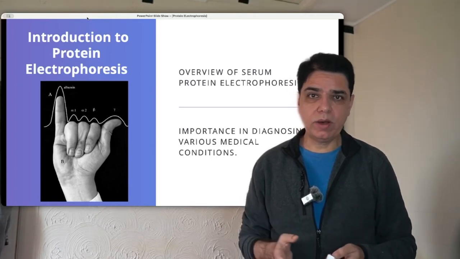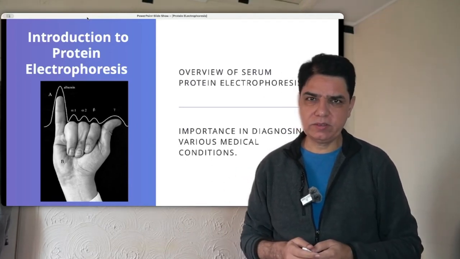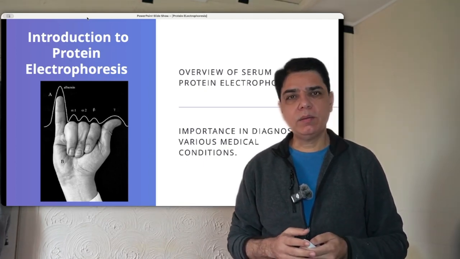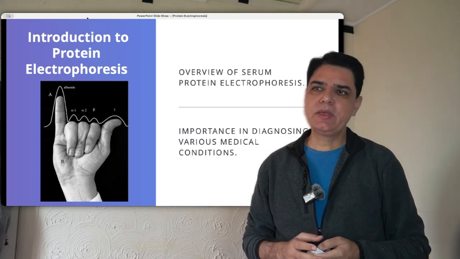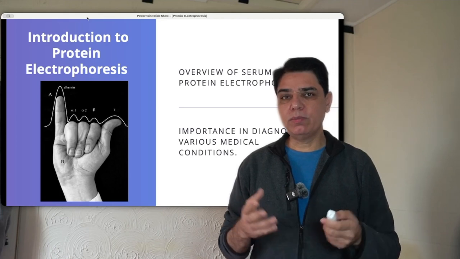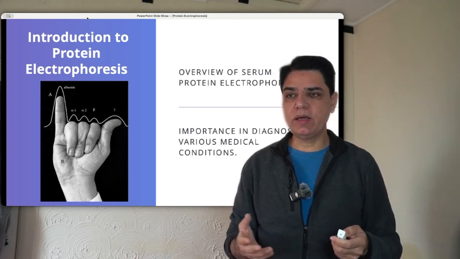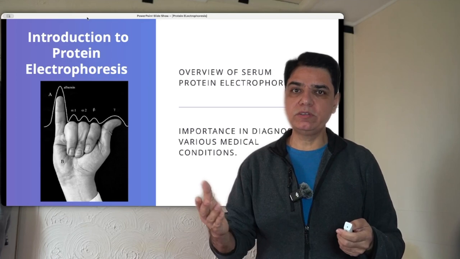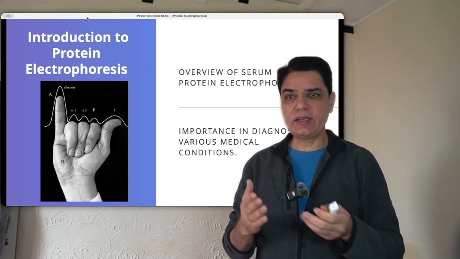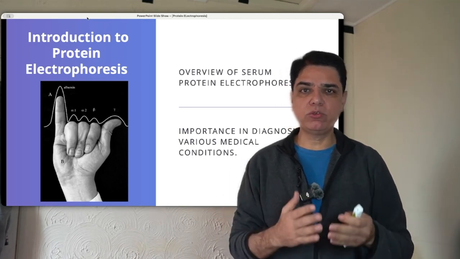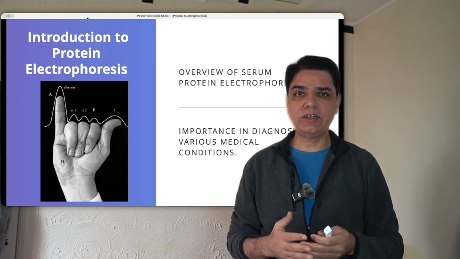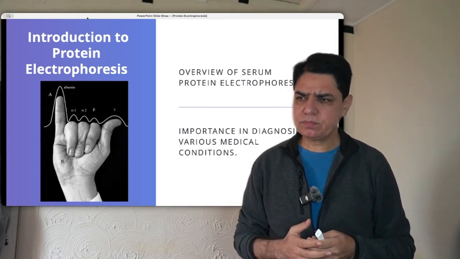Today we are going to talk about protein electrophoresis. I don't know if you have ever come across this investigation or not, but this is a very peculiar investigation, in which we take a sample of blood, and the serum part of blood contains different types of proteins. A current is then passed through this blood, and based on the molecular weight of different proteins, they go either towards the anode side or the cathode side. This is then plotted on a filter paper as a graph, which we call protein electrophoresis.